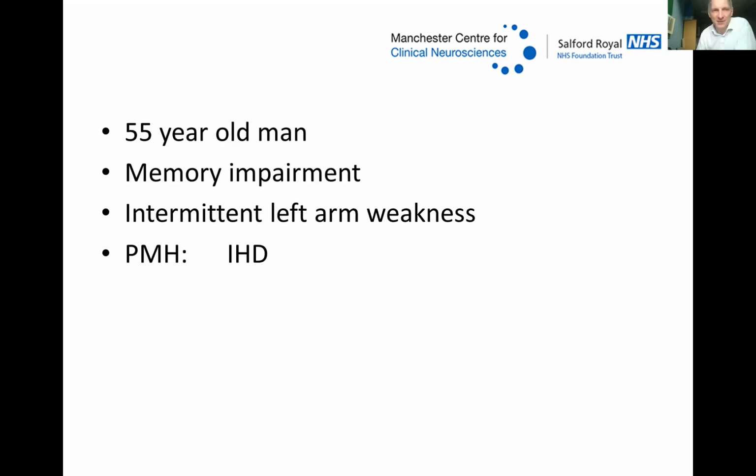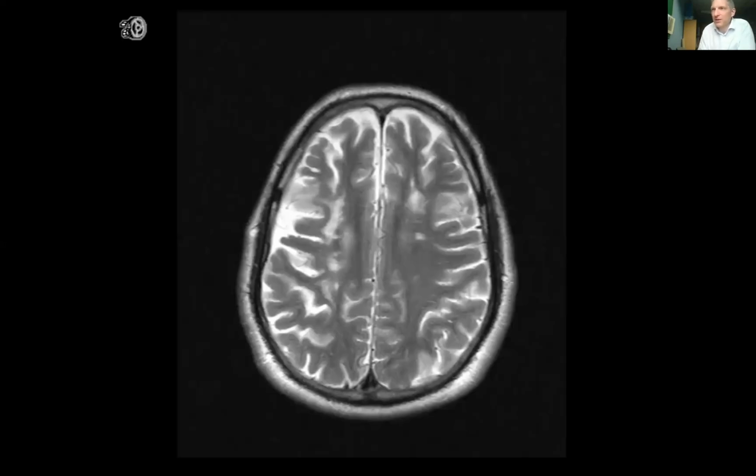Okay, so we'll start with the case then. We have a 55-year-old man who presents with memory impairment and intermittent left arm weakness, and not much past history other than ischemic heart disease. So any investigations you'd like to perform for him? Somehow, with that presentation, he has found his way to a neurosurgery clinic. So an MRI brain. Yeah, okay. So there you are. What do you see there? Sadly, you only get one slice. So what's your view on that?